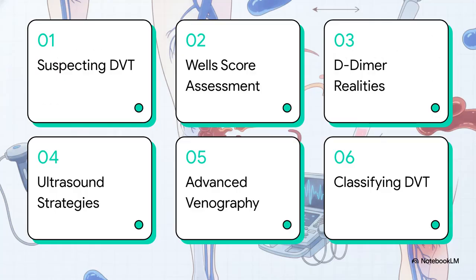All right, so here's our clinical roadmap for today. 1. Suspecting deep vein thrombosis. 2. The Wells score assessment. 3. D-dimer measurement realities. 4. Ultrasound imaging strategies. 5. Advanced venography options. And 6. Classifying deep vein thrombosis.